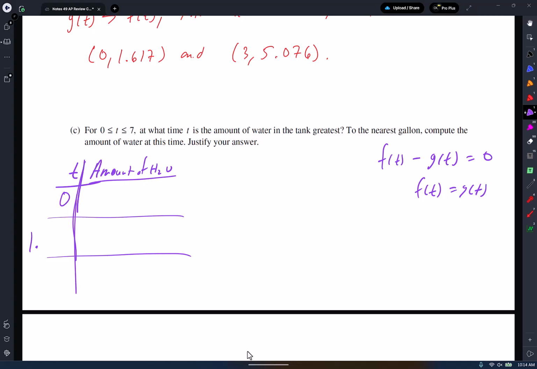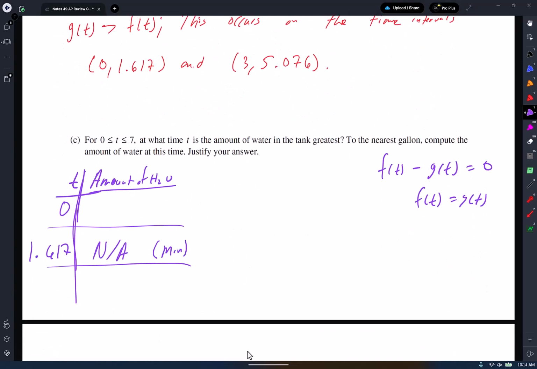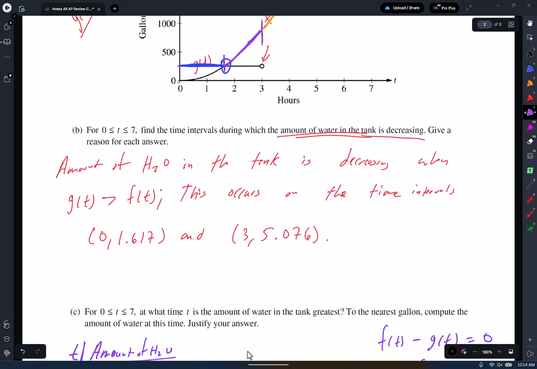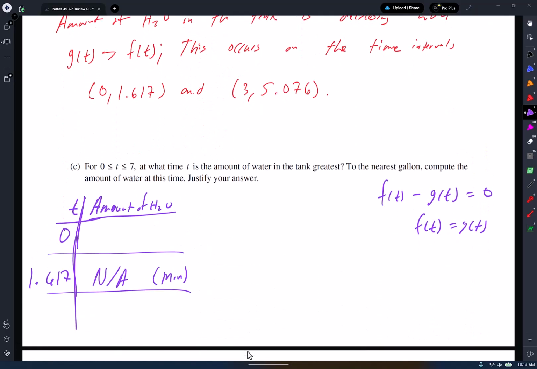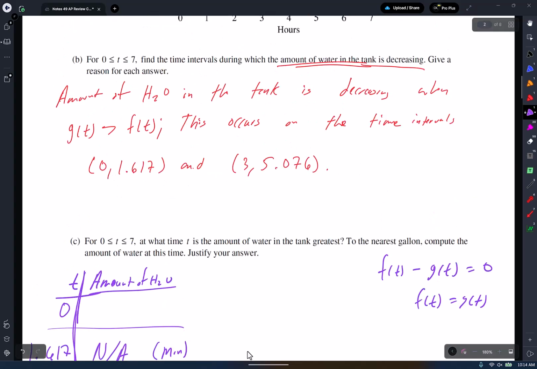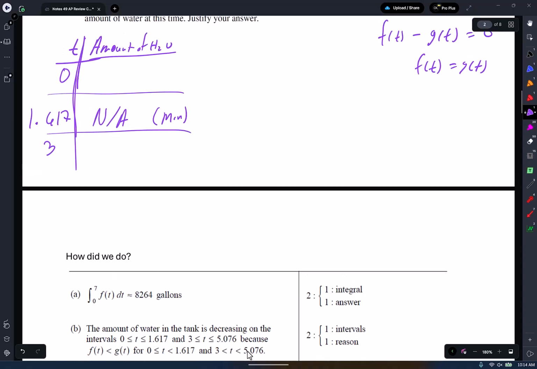So 1.617, and that's going to be an A, because that's a min, right? Because I was decreasing, and then after I passed that moment, now I started increasing. So we're not going to worry about that one. At 3, that's a max. So we're going to have to figure that one out.